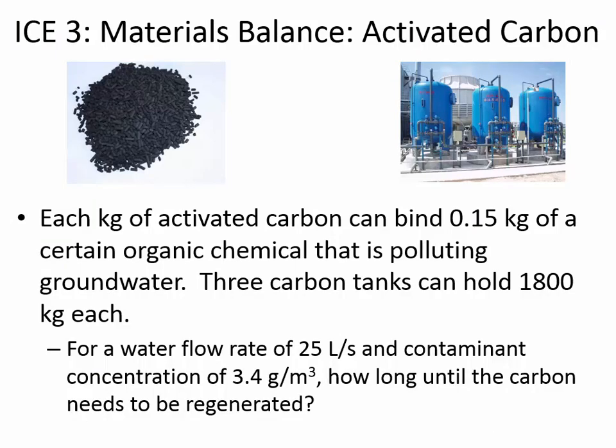in the first step what we did was we found out how quickly the pollution is entering the filter, so we found the mass flow rate of the pollution. If you multiply the volumetric flow rate, Q, converting it to cubic meters per second, because there's 1,000 liters in a cubic meter, the volumetric flow rate is 0.025 cubic meters per second. Multiply that by the concentration of pollutant, which is 3.4 grams per cubic meter, and our mass flow rate is 0.085 grams per second. So that's how quickly the pollution is entering the filter.